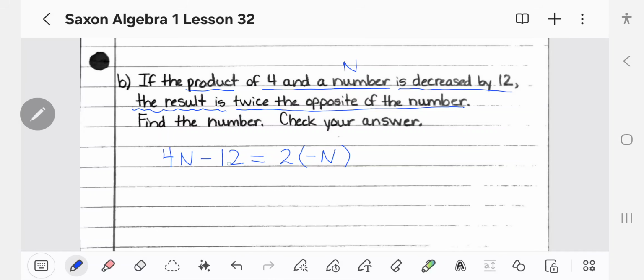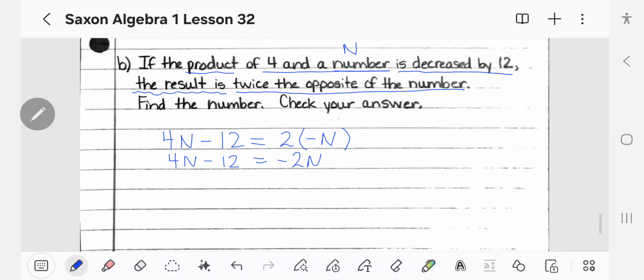I can't really simplify anything on the left side, but on the right side, 2 times negative 1n is just negative 2n. And I can copy down what's on the left side. Now I have variables on both sides. I could subtract the 4n from both sides, or I could add the 2n to both sides. Let's add the 2n to both sides, just so we can deal with a 0. You could have done it the other way, and that's fine.